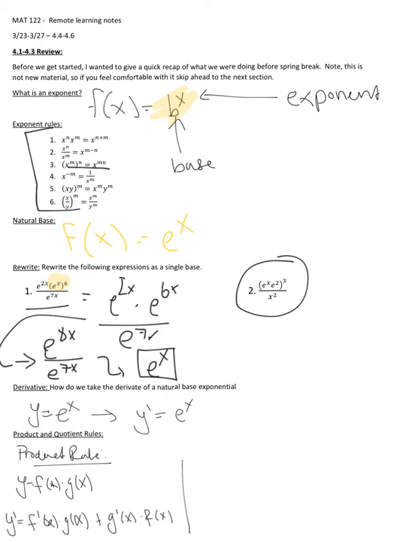The next piece was the quotient rule. What the quotient rule tells us is, with similar ideas, if we have y is equal to f of x divided by g of x, then we can take our derivative, y prime, as the derivative of the numerator times the denominator minus the derivative of the denominator times the numerator, all of that divided by the denominator squared.